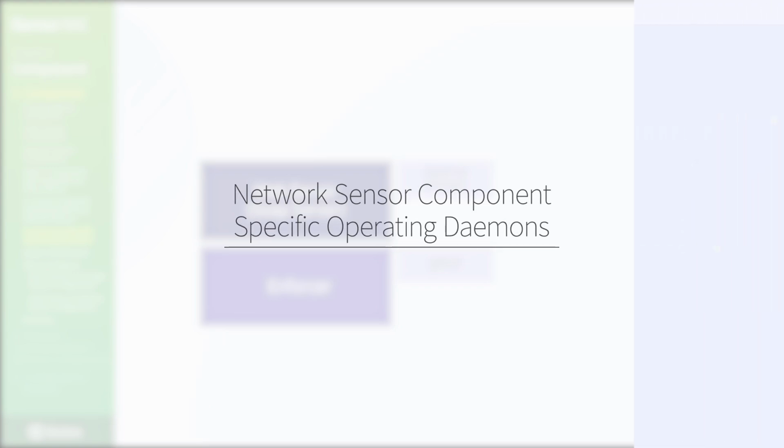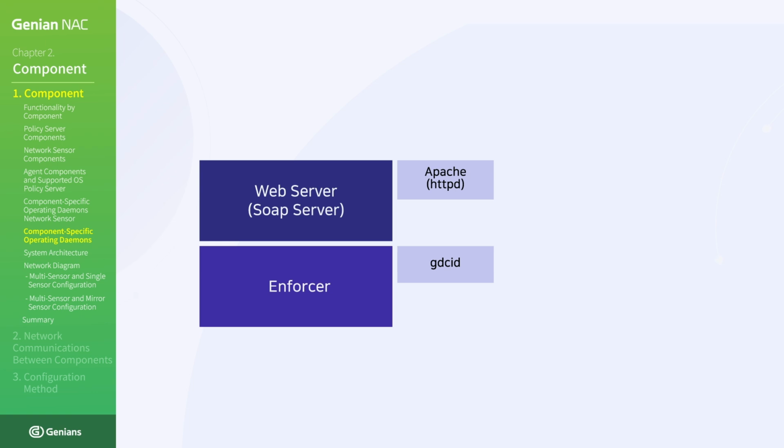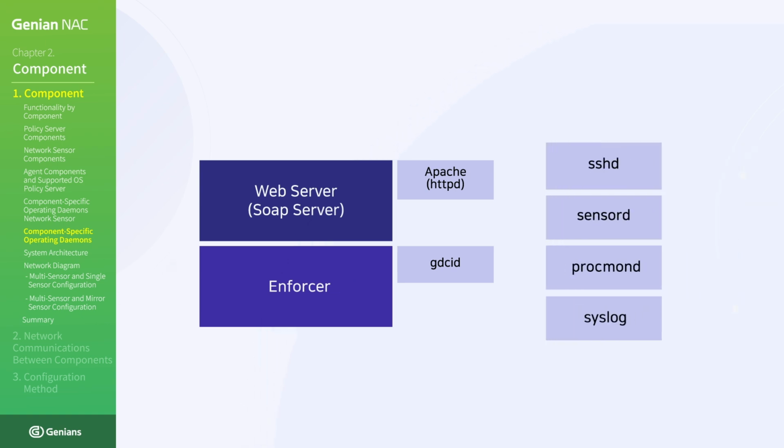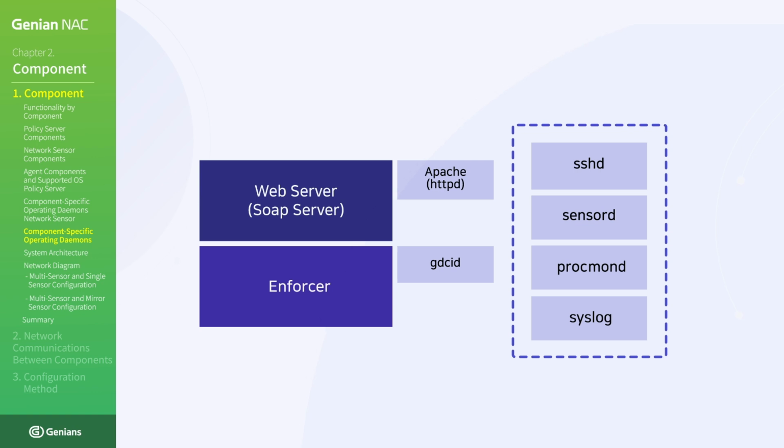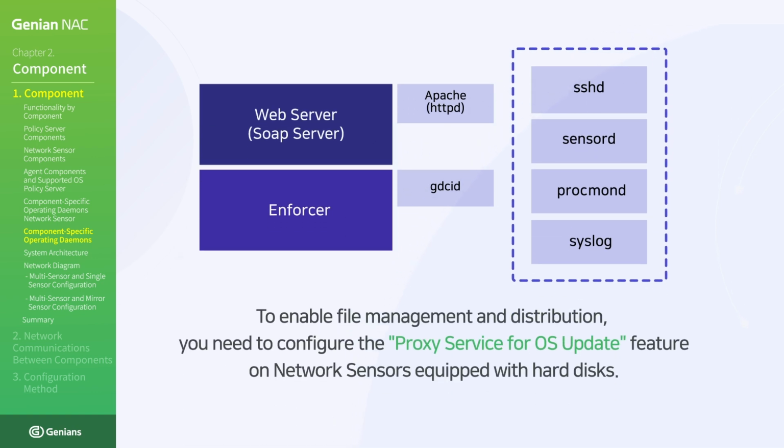On the network sensor, daemons operate based on 2 components. Web server. The Apache daemon runs to handle file management and distribution. Enforcer. The GDCID daemon operates for redirecting to block pages related to enforcement. Additionally, common daemons such as SSHD, SensorD, and Procmon are also executed. To enable file management and distribution, you need to configure the proxy service for OS update feature on network sensors equipped with hard disks.